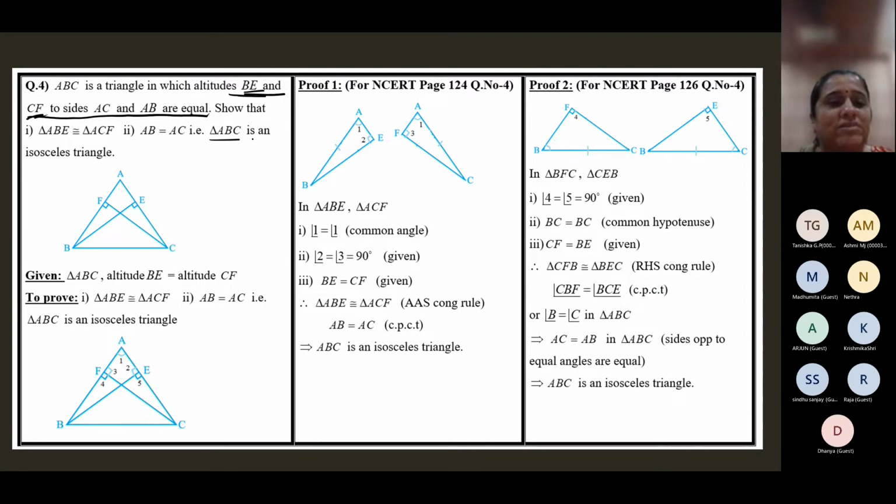You will have to show that ABC is an isosceles triangle. I hope I'm clear. Here we are given that the altitude BE is equal to the altitude CF. We have to prove that AB is equal to AC.